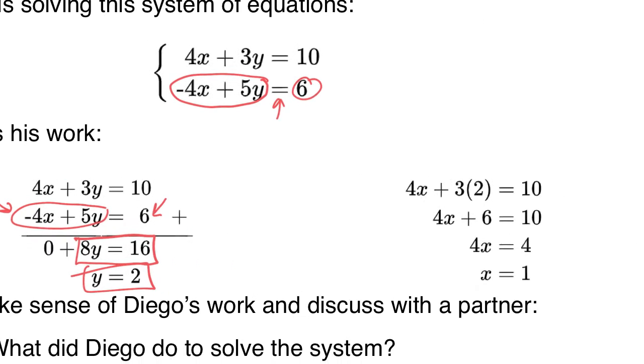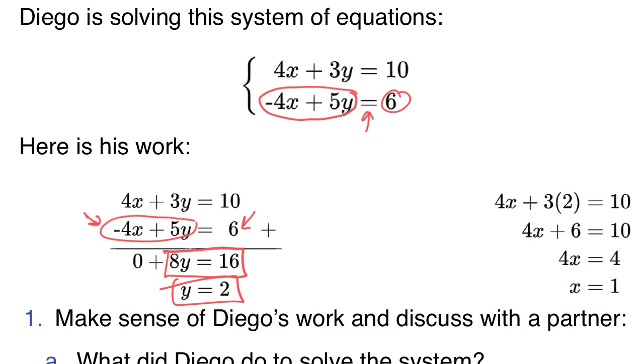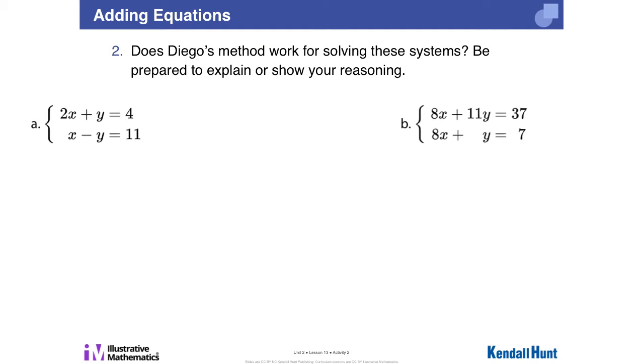Then he went over here and plugged in 2 for his y and figured out his value for x. We call this process that Diego did right here elimination because he eliminated a variable. He got rid of the x's, which made it easier to solve for the other variable. So does Diego's method work for solving these systems?